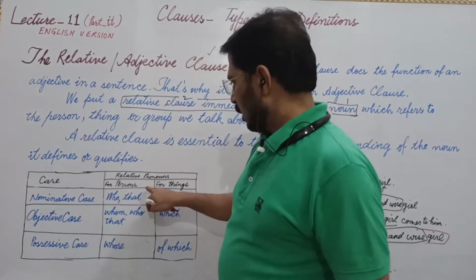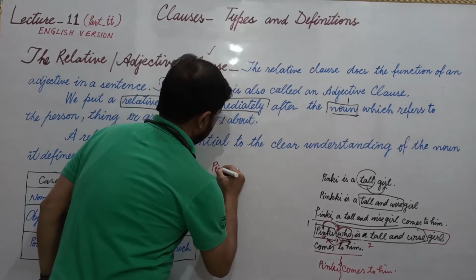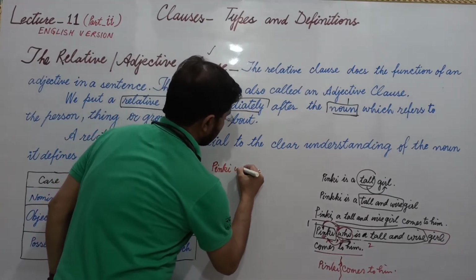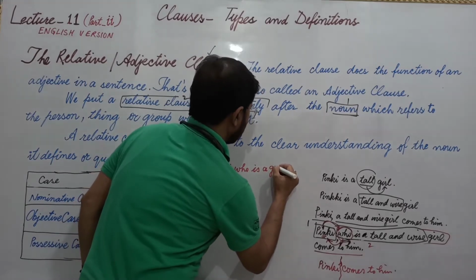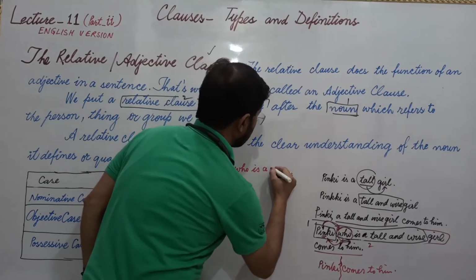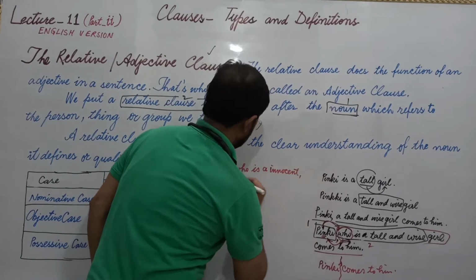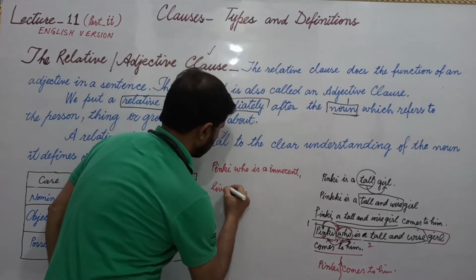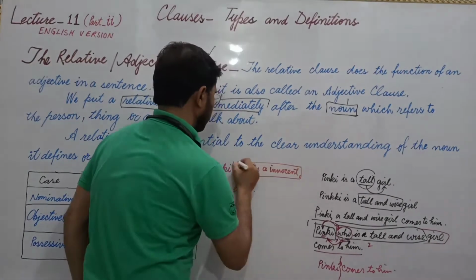Nominative case. Suppose this is Pinky, who is innocent, lives here. Now this is your adjective clause.